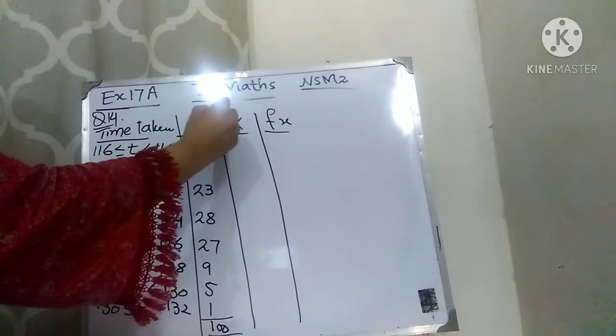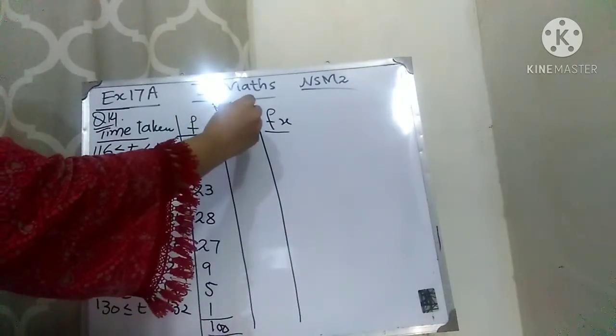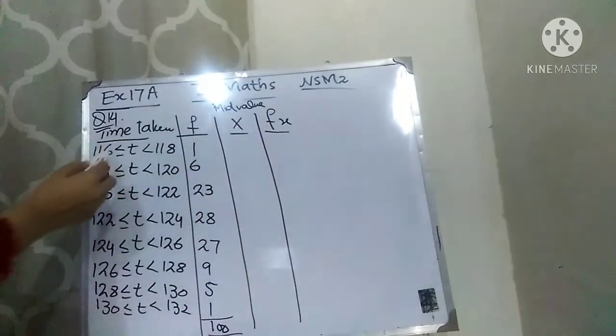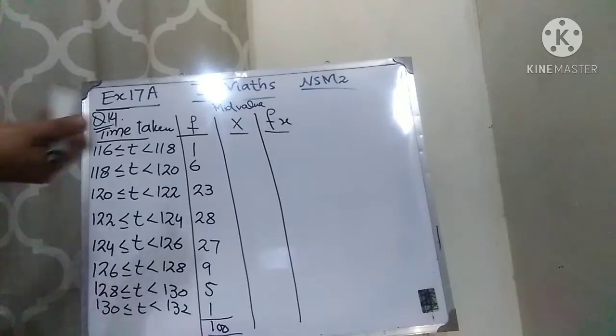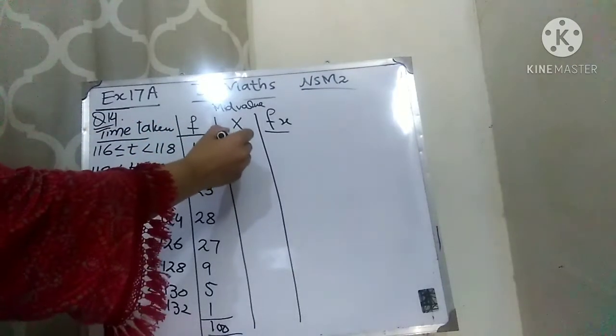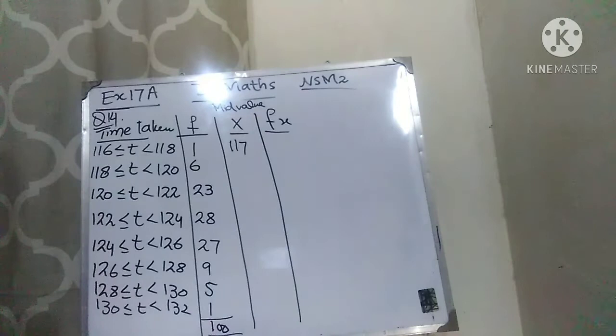Okay, now I'm going to find x. I have told you that x is the mid value. How can you find the mid value? You can find the mid value by adding these two values and dividing by 2. So when you add 116 and 118 and divide by 2, you will get 117.